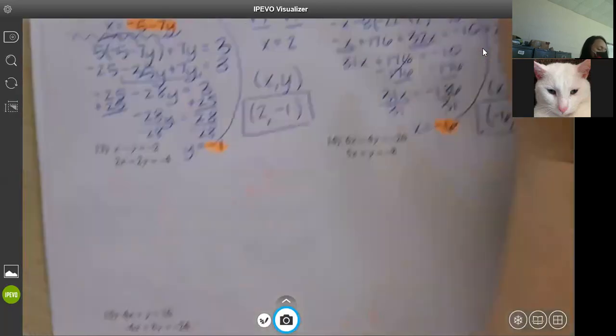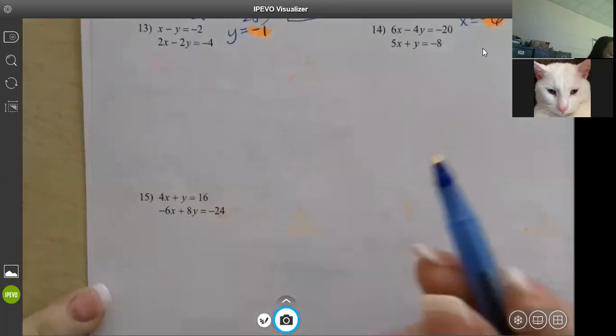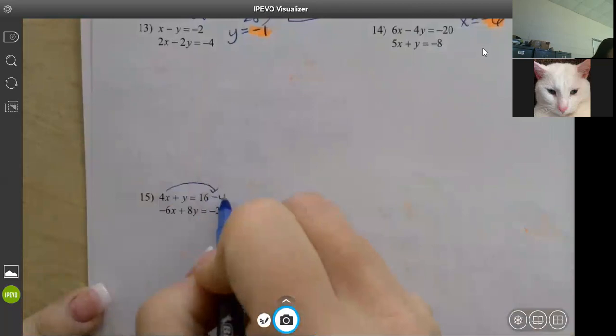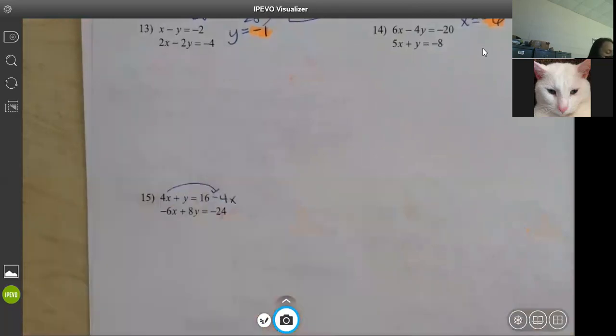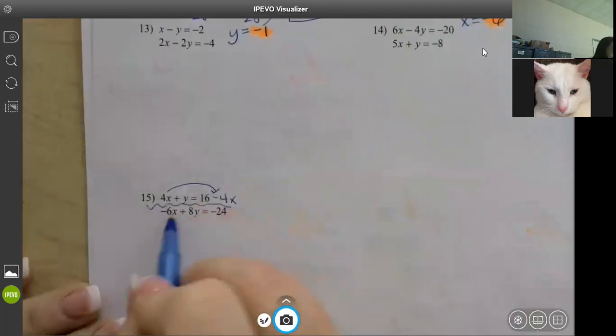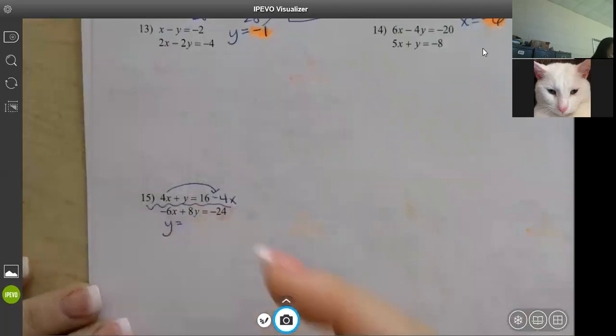We'll get number 15. I think 15 is probably the worst one on the page. Which equation has the single variable in it? And how do I move that 4x to the other side? You guys can do it just like this. Just write it down, subtract 4x. So your new equations that you're working with are negative 6x plus 8y equals negative 24, and then I subtracted the 4x to the other side and got y equals 16 minus 4x.